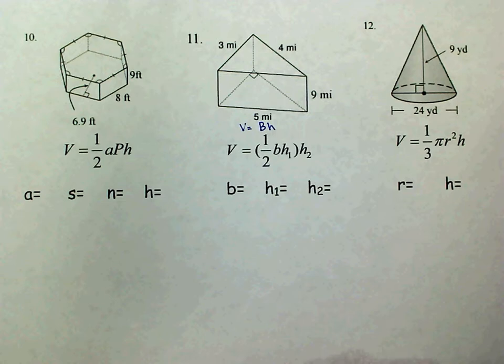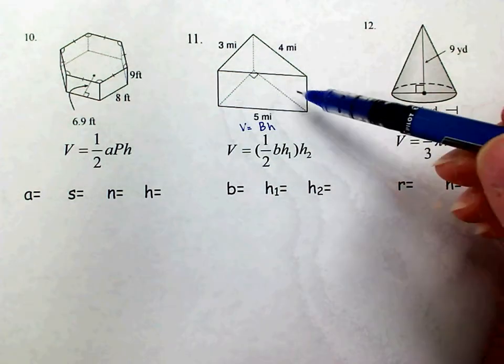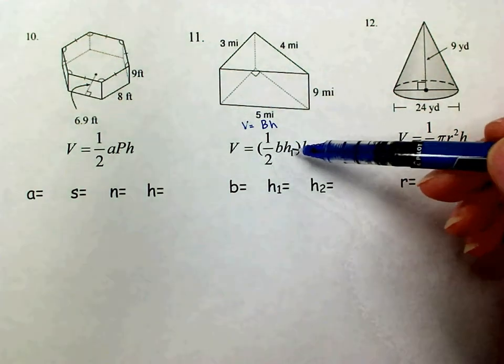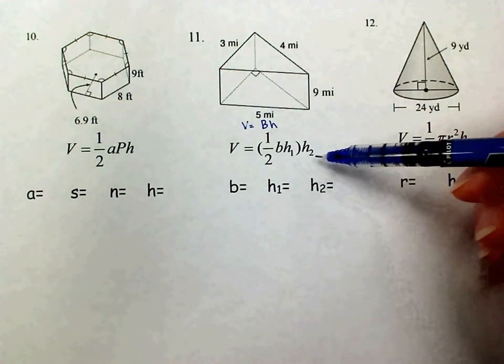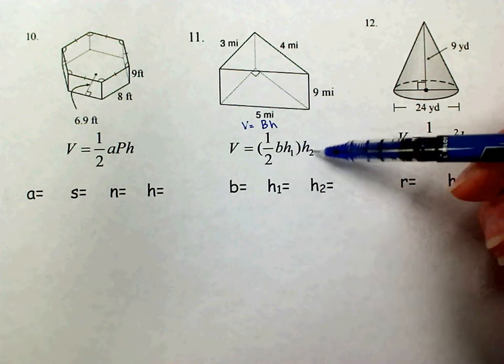You're not doing 1/3 here because this is not a pyramid. The base area is a triangle. The way that you find the area of a triangle is 1/2 the base times the height. So I have subscripts here just to show that this is the height of the triangle. This is the height of the prism.